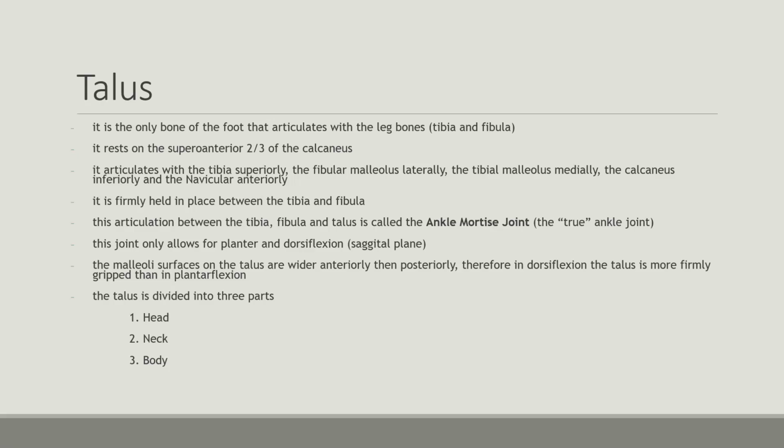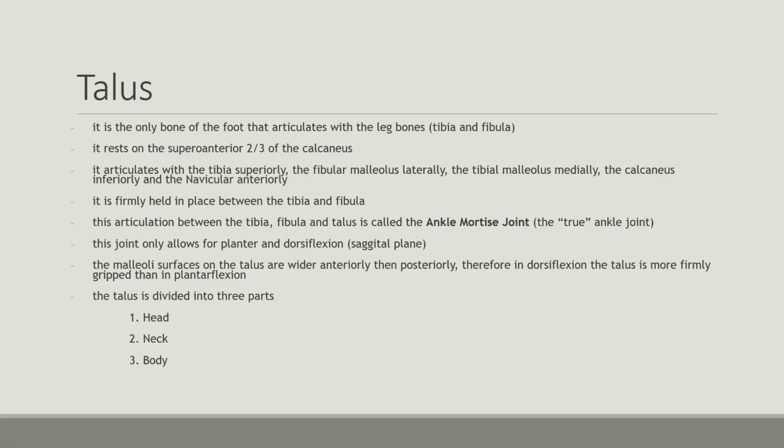And again, we'll get into it a bit more when we actually do the joint, but understand that it's very strong, very powerful, and it is what is known as the true ankle joint. So things like eversion and inversion in the foot don't occur at this ankle joint, but we'll talk about that when we get to the joints. This is the only joint that allows for plantar and dorsiflexion, and that's a movement along the sagittal plane.